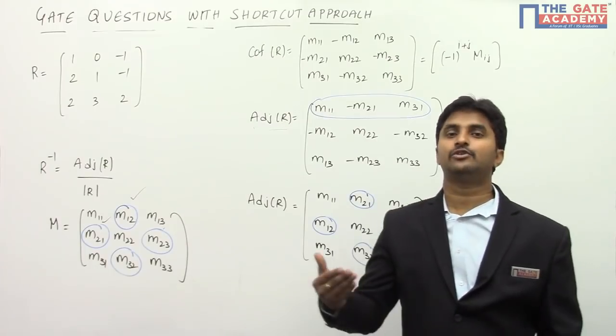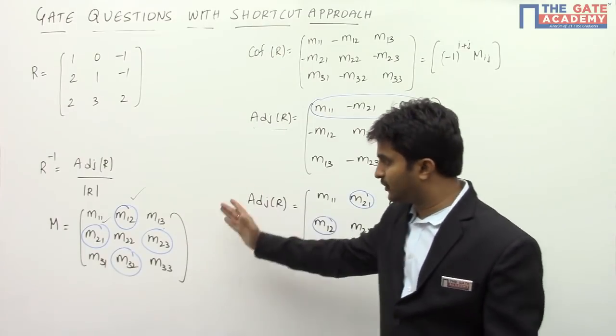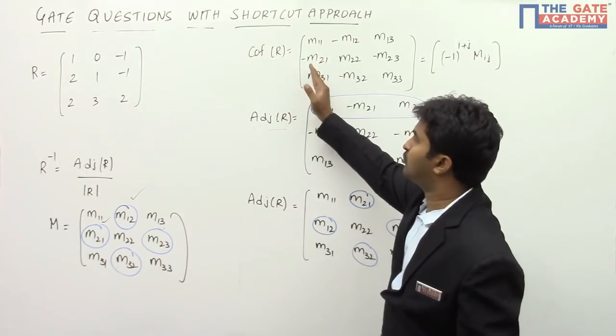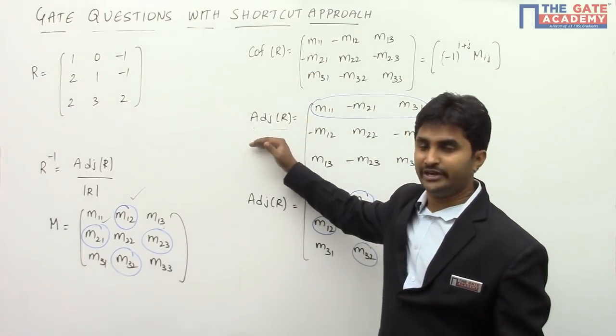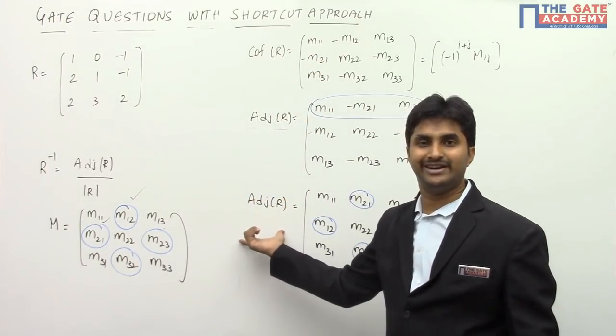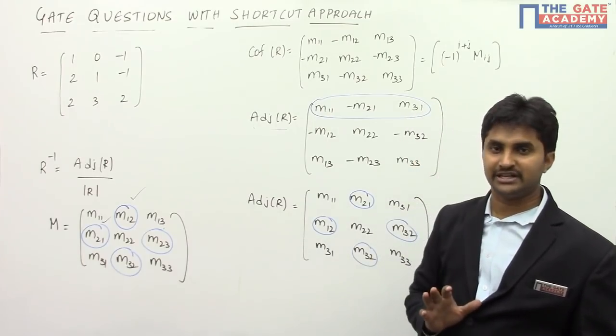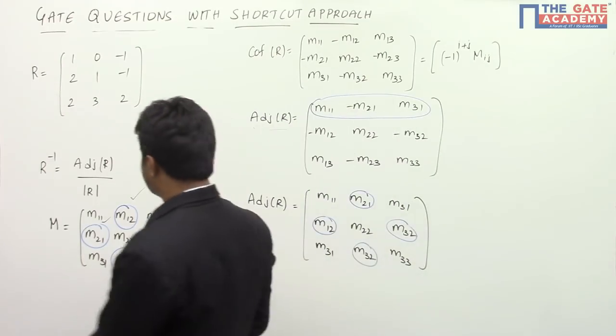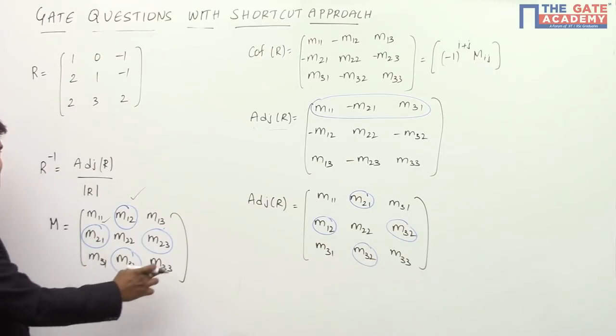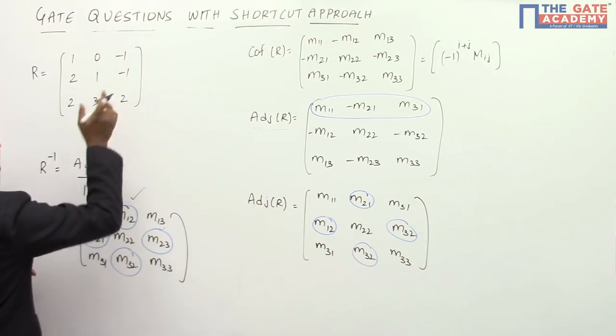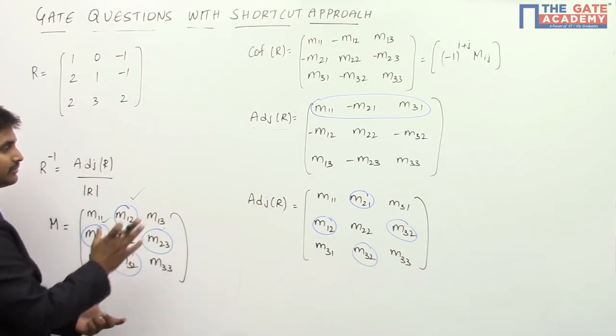But there is a better method of finding the adjoint. Instead of first finding the minor, then the cofactor, followed by the adjoint, we can directly find the adjoint of the matrix. Instead of finding the minor elements like this, I will directly take the transpose of these minor elements.